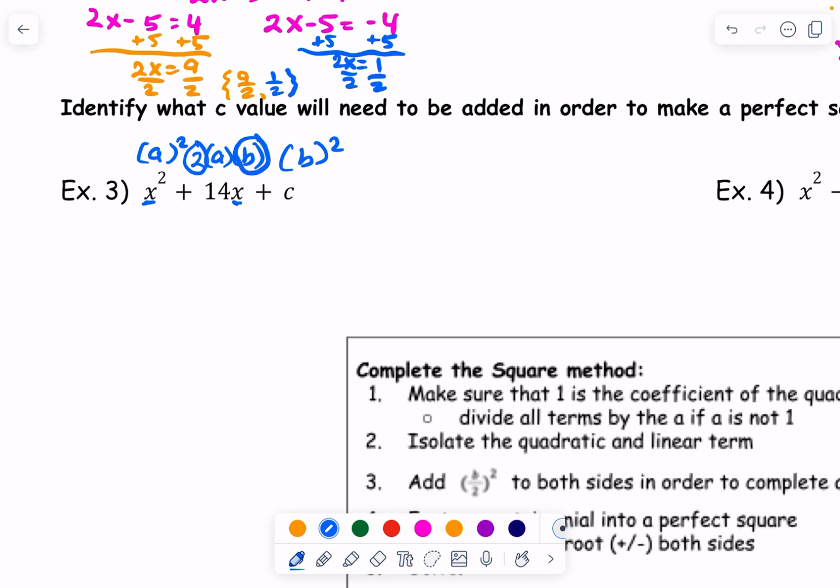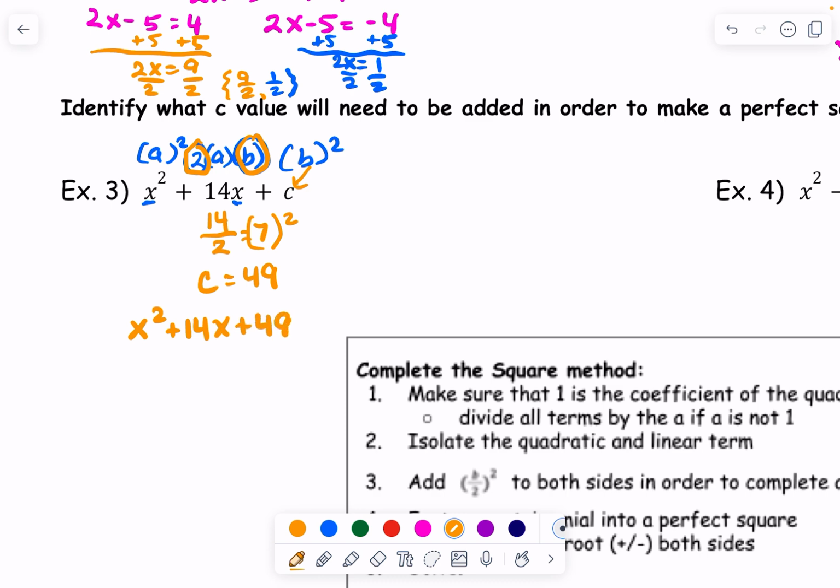So if the middle is going to be 2 times b, then in order to get b, I can take the 14 and divide it by 2. That will give me 7. Well, this c value has to be b squared. So we will then square it to get our c value. So c would have to be 49. And what I want you to see is that that would make this x squared plus 14x plus 49.